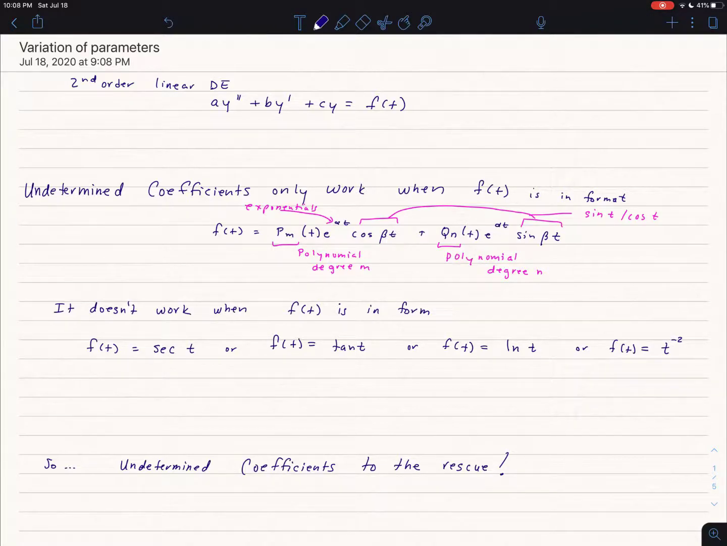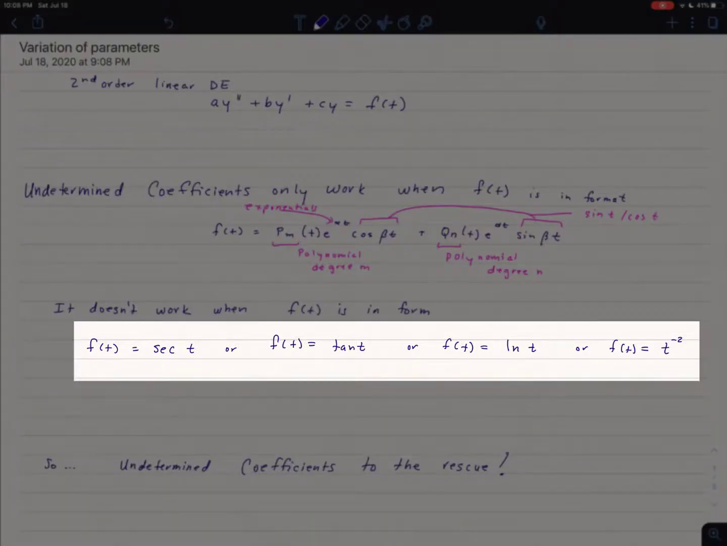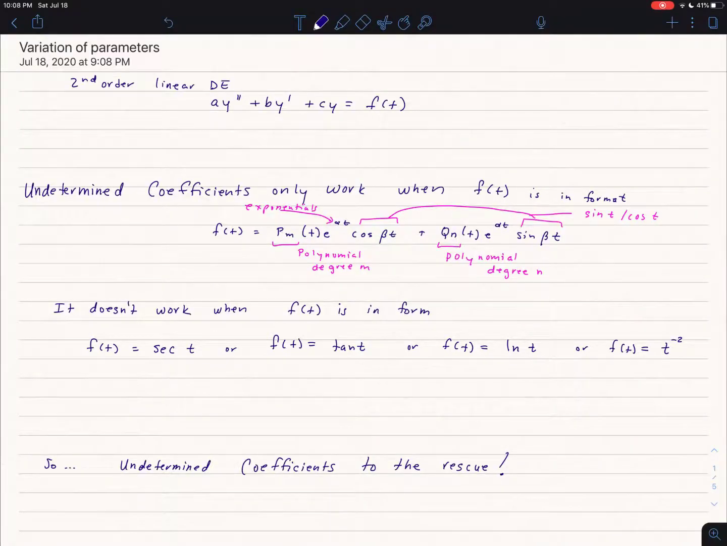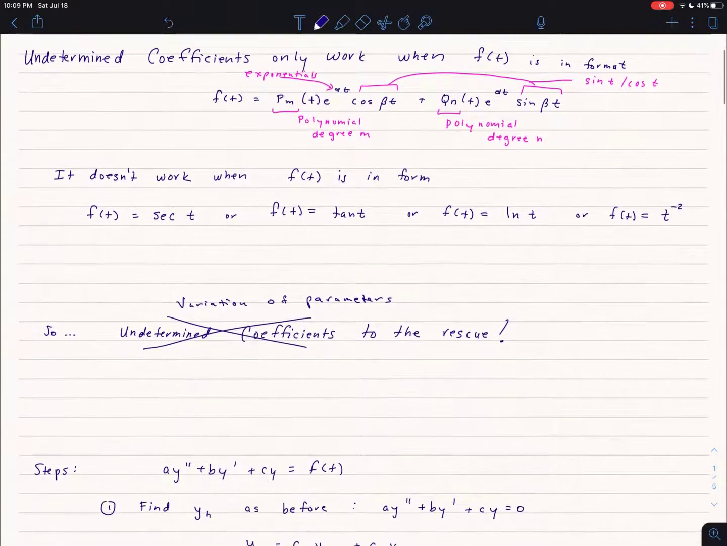Now, we've used undetermined coefficients to solve this kind of equation. However, f of t has to be in a particular format for this to work. It has to be either an exponential, sine, cosine, or a polynomial. So what do you do when you don't have an f of t in this form? Like secant of t, or tangent of t, or natural log of t, or t to the negative 2. Remember, that's not a polynomial. Well, not undetermined coefficients, but what we're going to do instead is variation of parameters. And let's see how to do that.